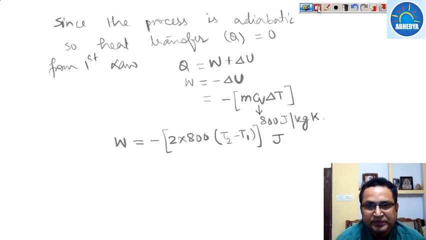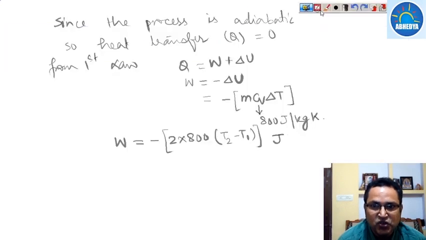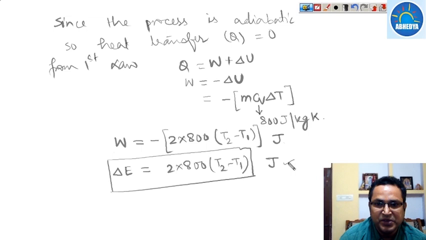Okay. Now in the question we find what is the work done and what is change in internal energy. So whatever be the work done and the change in internal energy, both are equal but opposite in nature. So if your work done is this thing, then change in internal energy comes out to be 2 into 800 into T2 minus T1. So with the help of this we can find out this much amount of the internal energy has been changed and this much amount of the work is being done.